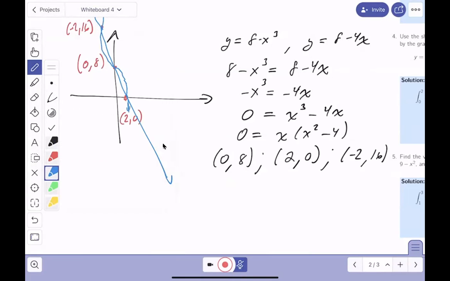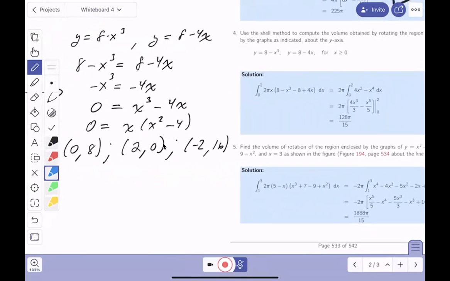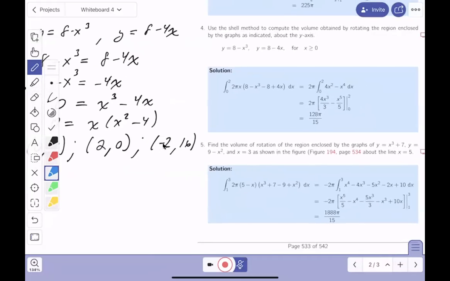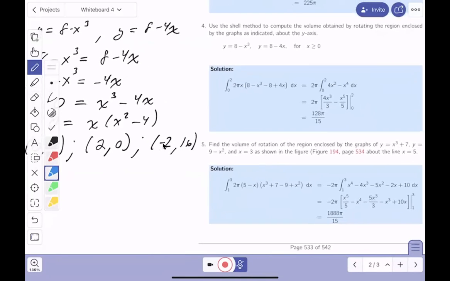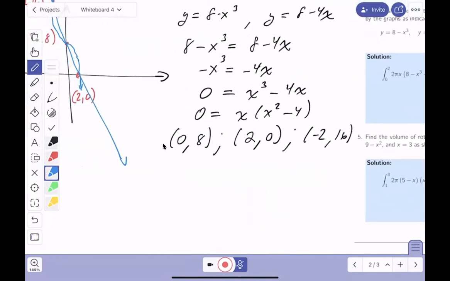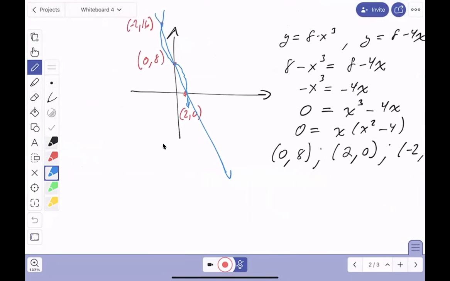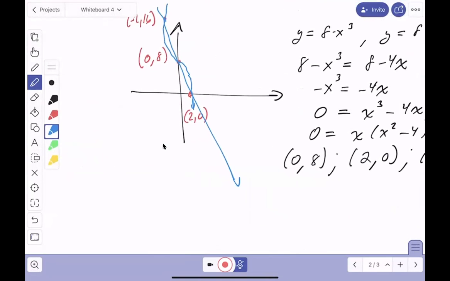All right, that's a little kind of rough graph, isn't it? So I'm wondering what region they want. I got to go back and read it to you. And it says, use the shell method to compute the volume rotating region closed by the graph. Oh, they say x is greater than 0. So now I got a region over here. I'm going to shade it in for you. This is the region.